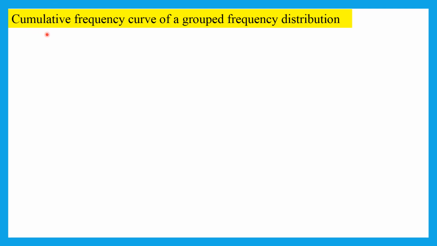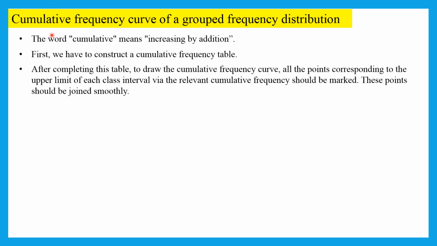A new word. The word cumulative means increasing by addition. Okay, cumulative means increasing by addition. Let's discuss later how to find the cumulative frequencies, but the meaning of the word cumulative is increasing by addition. I'll explain this later. And here we have to follow several steps.